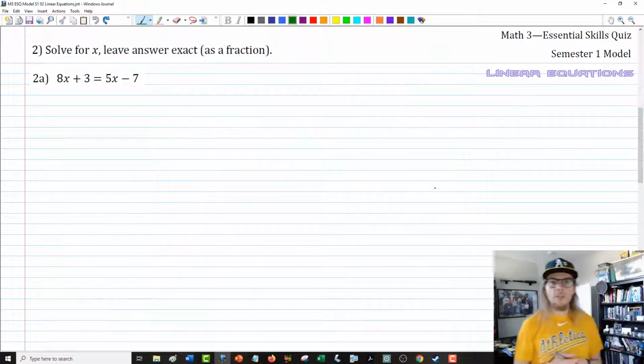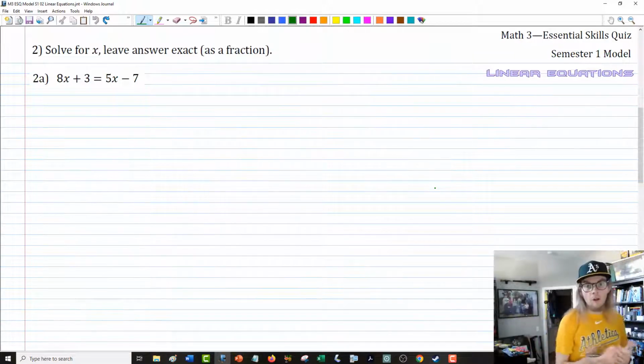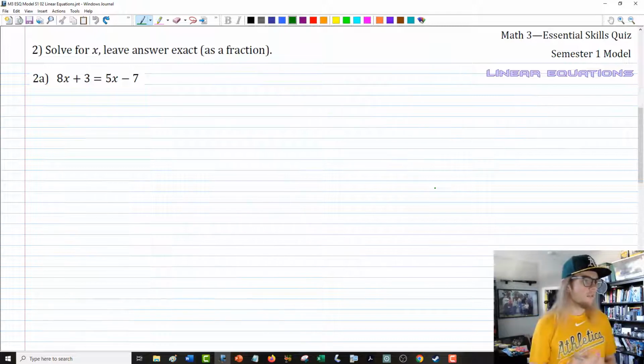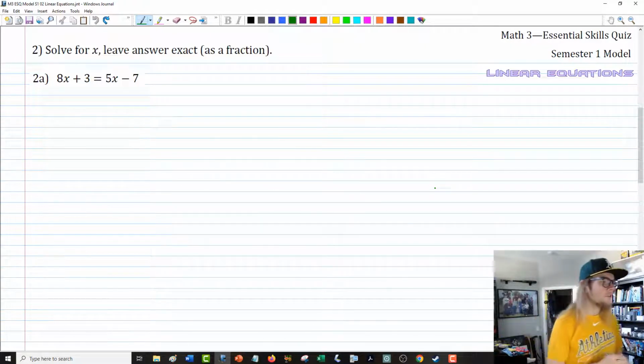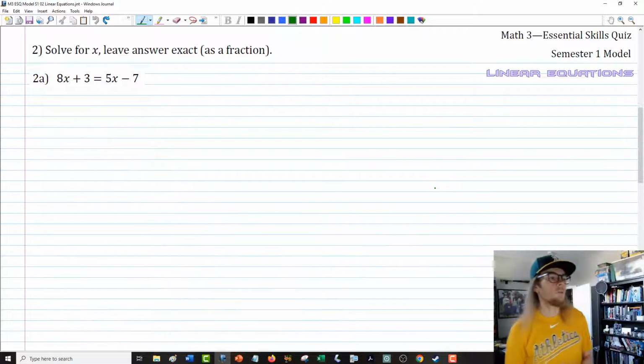So as the instructions say here, in question 2a, and all of the questions here, solve for x, and we're supposed to leave our answer exact. In other words, we're going to get a fraction answer potentially. So we need an exact answer each time, and I am going to stick with that convention. So in this first one, we have 8x plus 3 equals 5x minus 7.